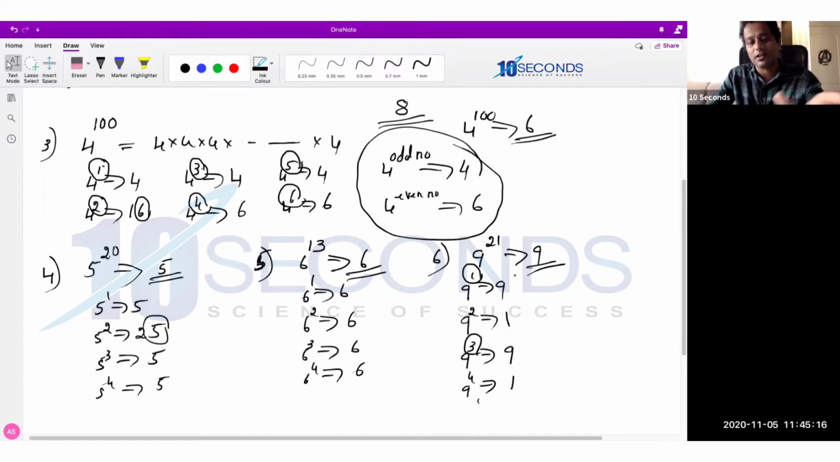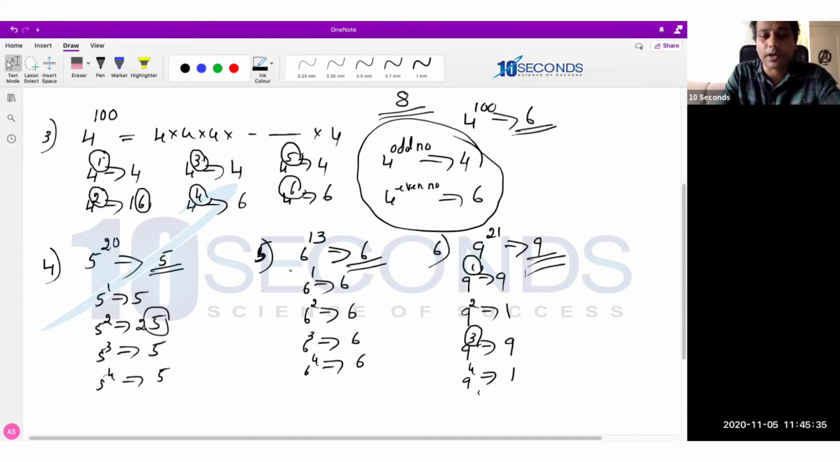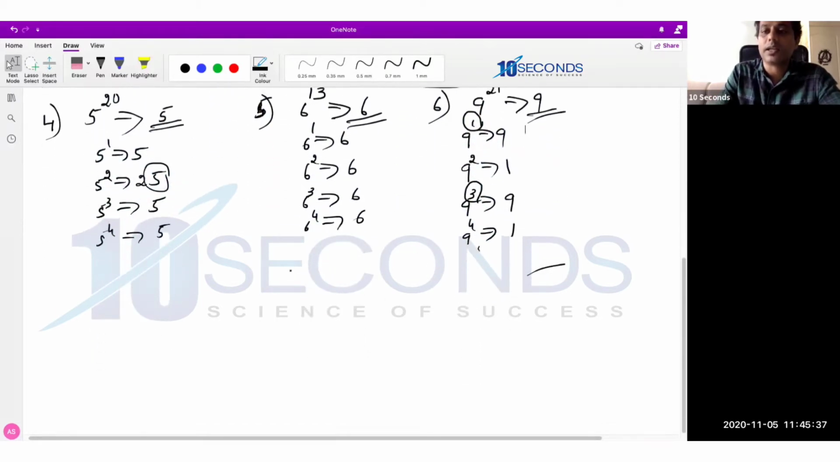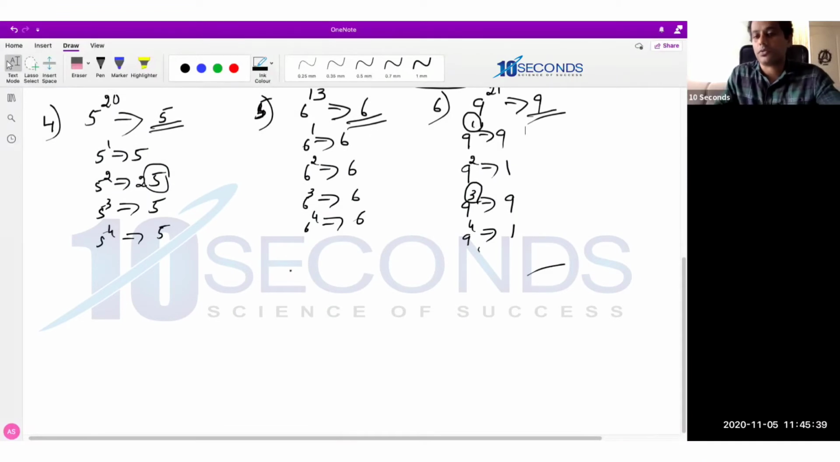So you can clearly see every digit gives different answers, because the 4 series is different, the 5 series is different, similarly 6 is different, 9 is also different. That means for each digit the sequence is different, and the answer is also different. So what we can do is, instead of taking 4 or 5 random numbers, let's take all numbers together now.